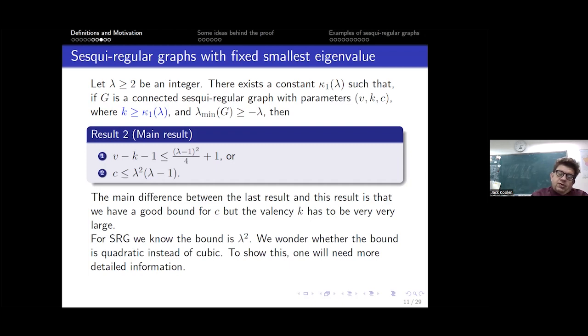For strongly regular graphs, we know the bound is lambda squared. And so we wonder whether c has to be at most lambda squared, which I think is probably true. But our proof will not exactly work for lambda squared times lambda minus 1. We cannot improve to lambda squared because at the moment we don't have enough information. This paper is submitted to Linear Algebra and its Applications.